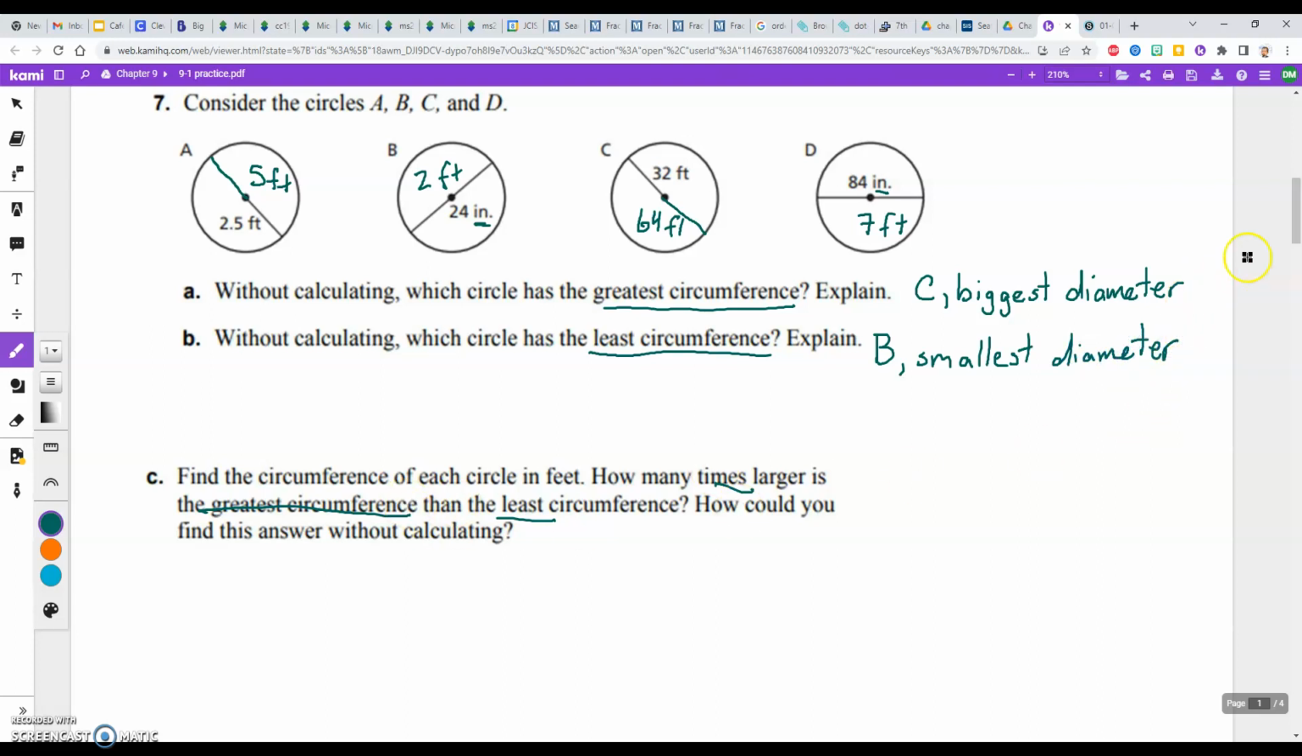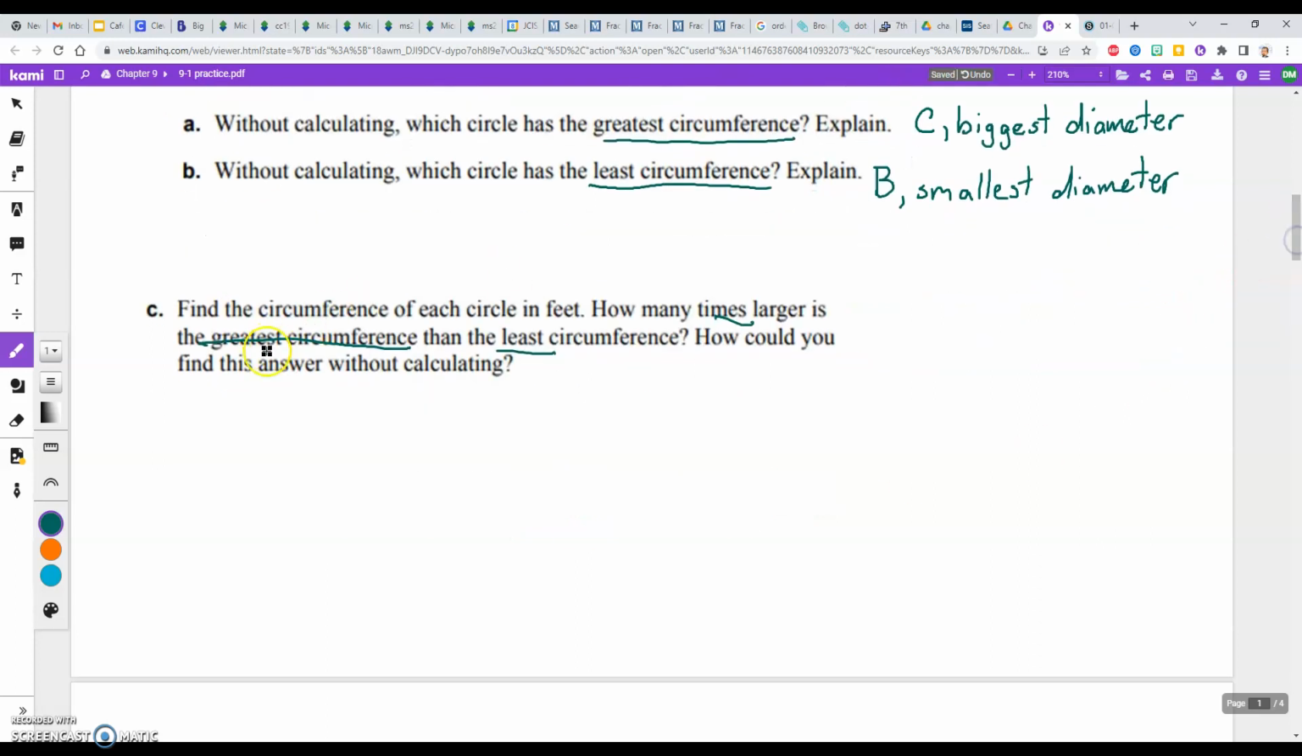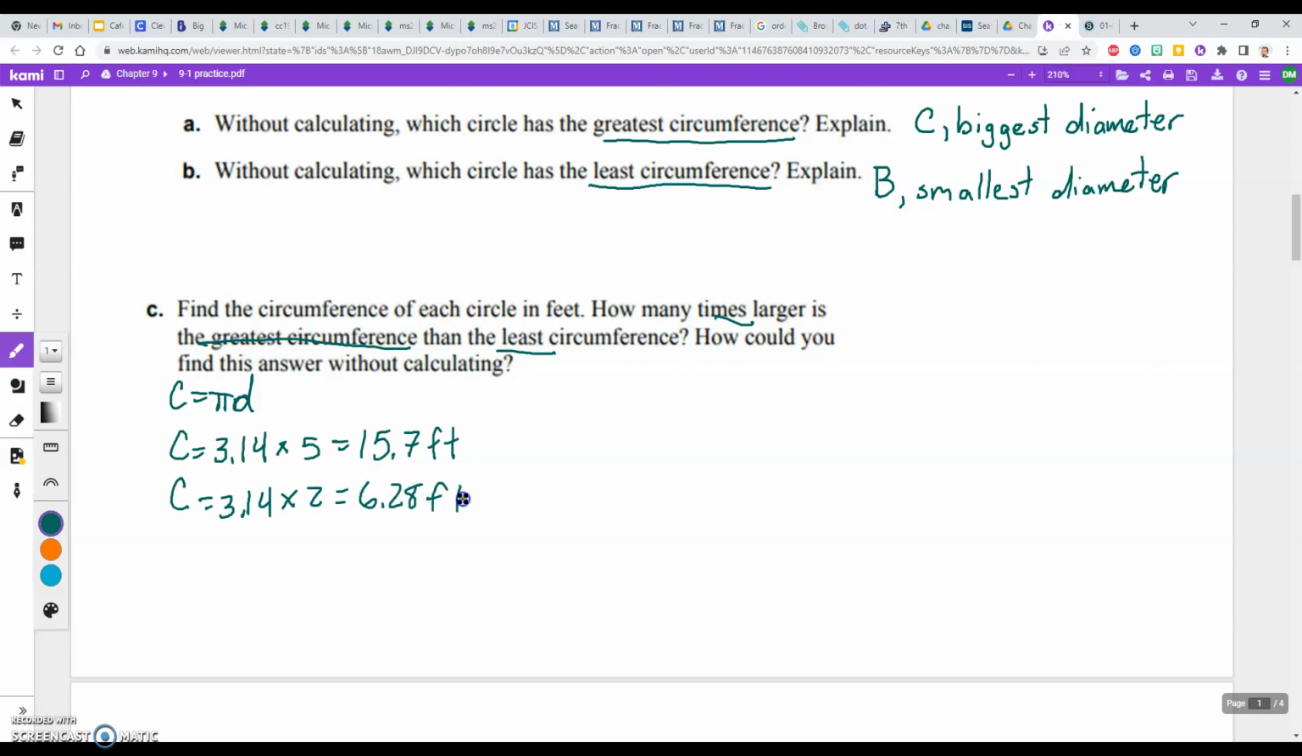Now, to finish this problem, what they want us to do is find each circumference in feet. So circumference for all these is going to be pi times diameter. So then we look. C equals 3.14 times 5 for the first circle, which is 15.7 feet. Circumference equals 3.14 times 2, which is 6.28 feet for the second circle.